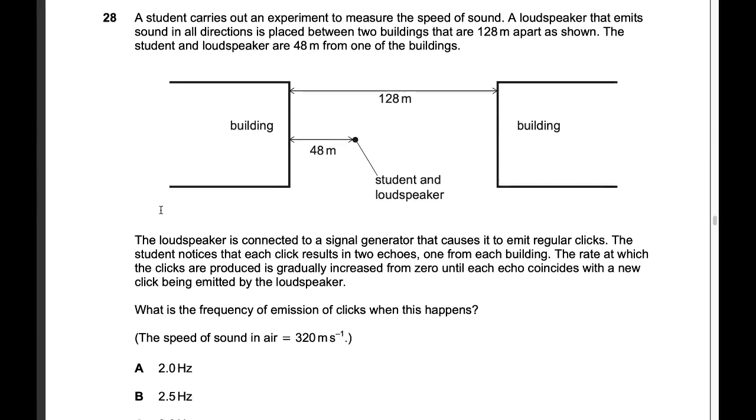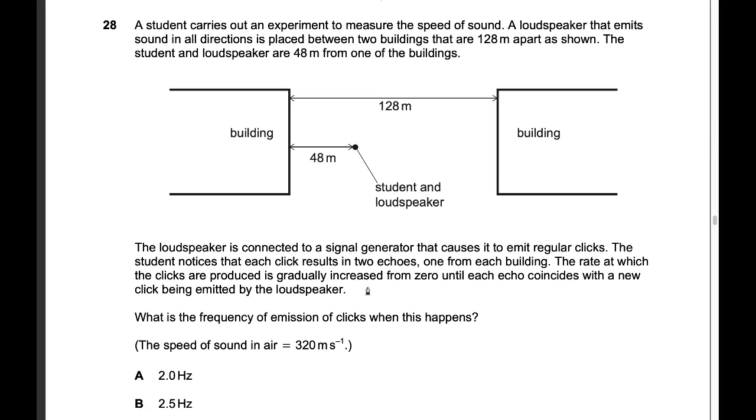A student carries out an experiment to measure the speed of sound. A loudspeaker that emits sound in all directions is placed between 2 buildings that are 128 meters apart, as shown in the diagram. The loudspeaker is connected to a signal generator that causes it to emit regular clicks. The student notices that each click results in 2 echoes, one from each building. The rate at which the clicks are produced is gradually increased from 0 until the echoes coincide with a new click. Okay, this is interesting.